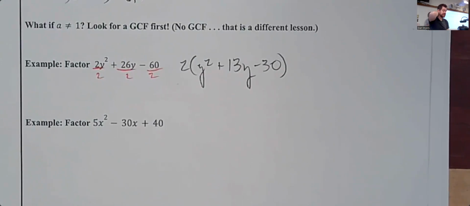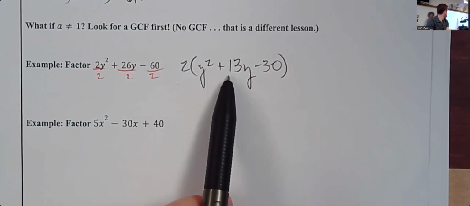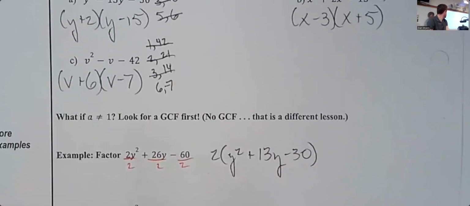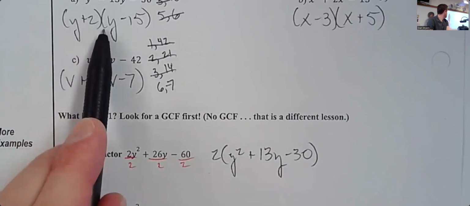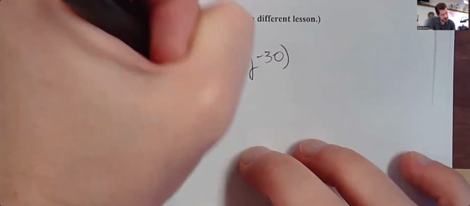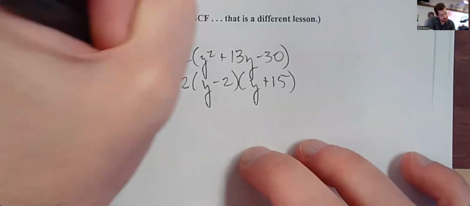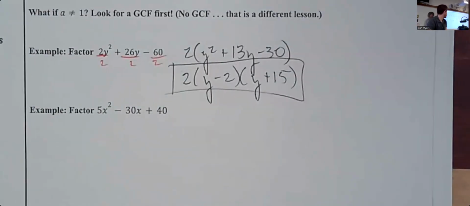And so what's left inside the parentheses is basically the same thing as one from above, except the 13 is positive instead of negative. So it's the same as this problem here. Just put the negative with the other number. So you'd have y minus 2 and y plus 15. So we'll end up with 2, and then y minus 2 times y plus 15. And that would be the factored form of that one.